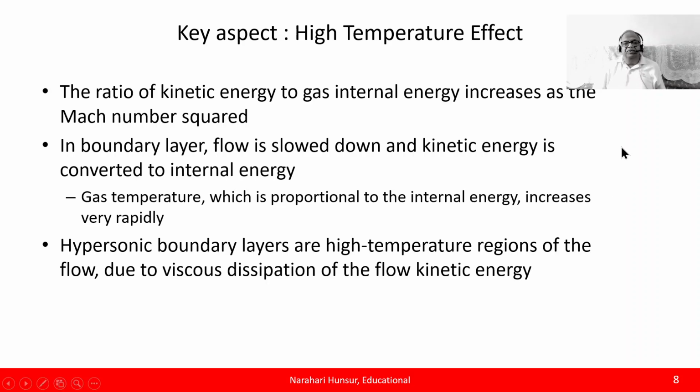What really happens is that the ratio of kinetic energy to internal energy increases as the Mach number squared. In the boundary layer, the flow is slowed down and the kinetic energy is converted to internal energy. And gas temperature, which is proportional to the kinetic energy, increases very, very rapidly. Hypersonic boundary layers are high temperature regions of the flow due to viscous dissipation and very large kinetic energy.